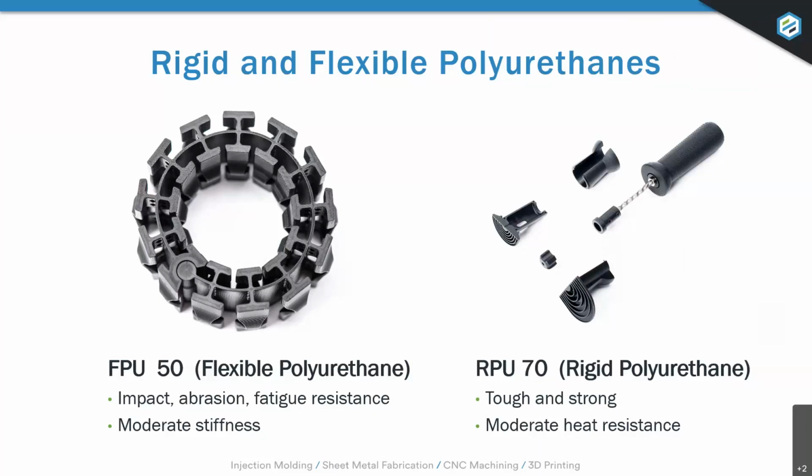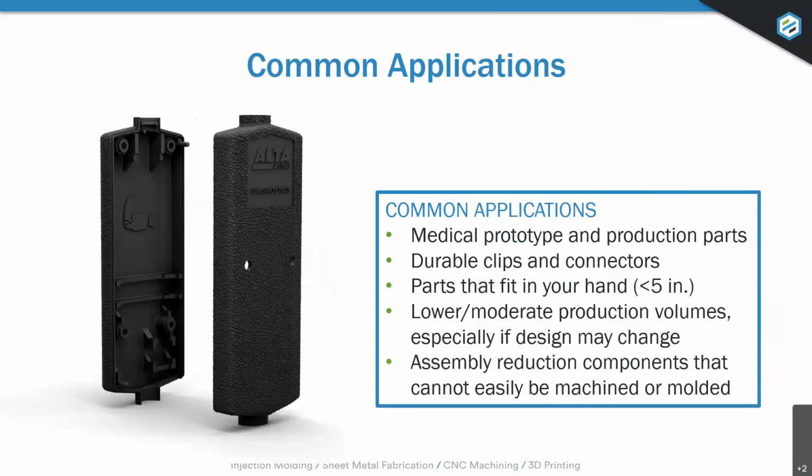FPU50 has good impact abrasion and fatigue resistance with moderate stiffness. RPU70 is strong with moderate heat resistance. Common applications for Carbon are medical prototypes and production parts, durable clips and connectors, hinges, and assembly components that cannot be machined or molded.